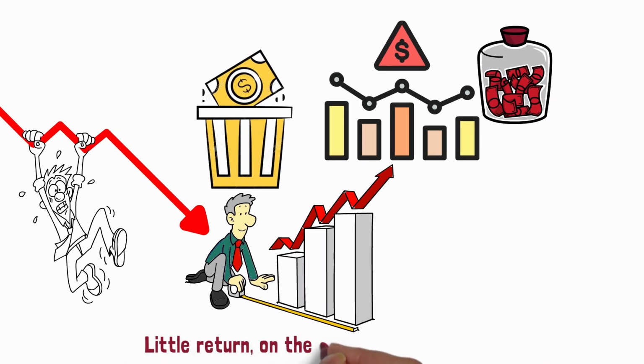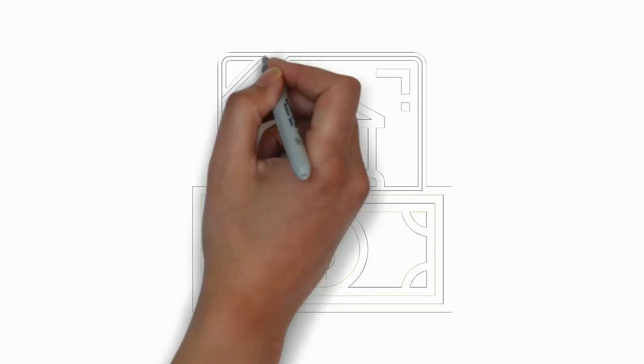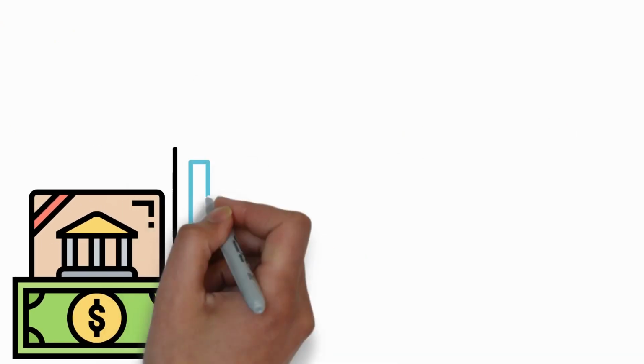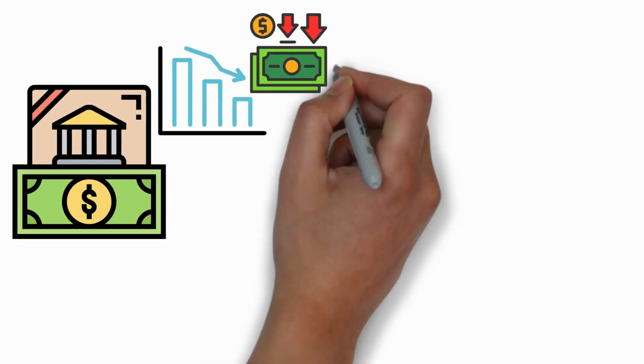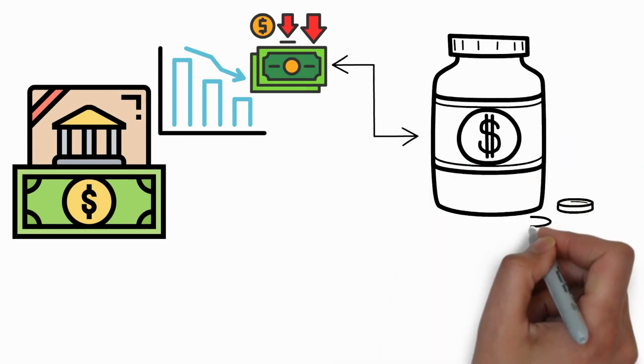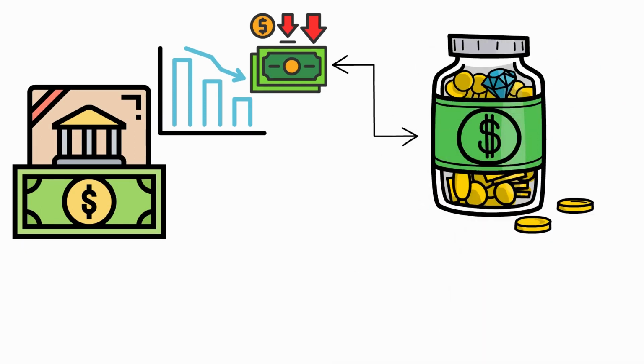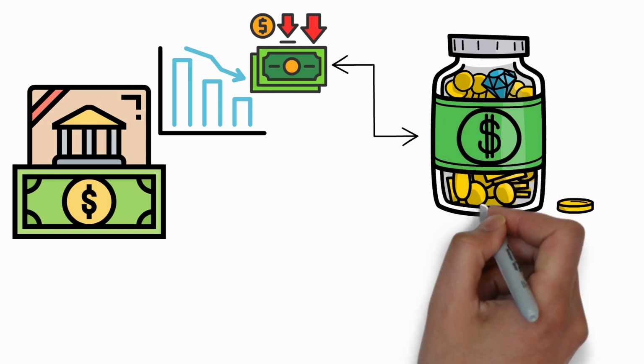Little return, on the other hand, comes with low risk. Treasury bonds are a good example. They are regarded as zero-rated or very low-risk bonds, and as a result, their rate of return is quite low. This association is crucial for every investor to comprehend, since it forms the basis for making investing decisions.